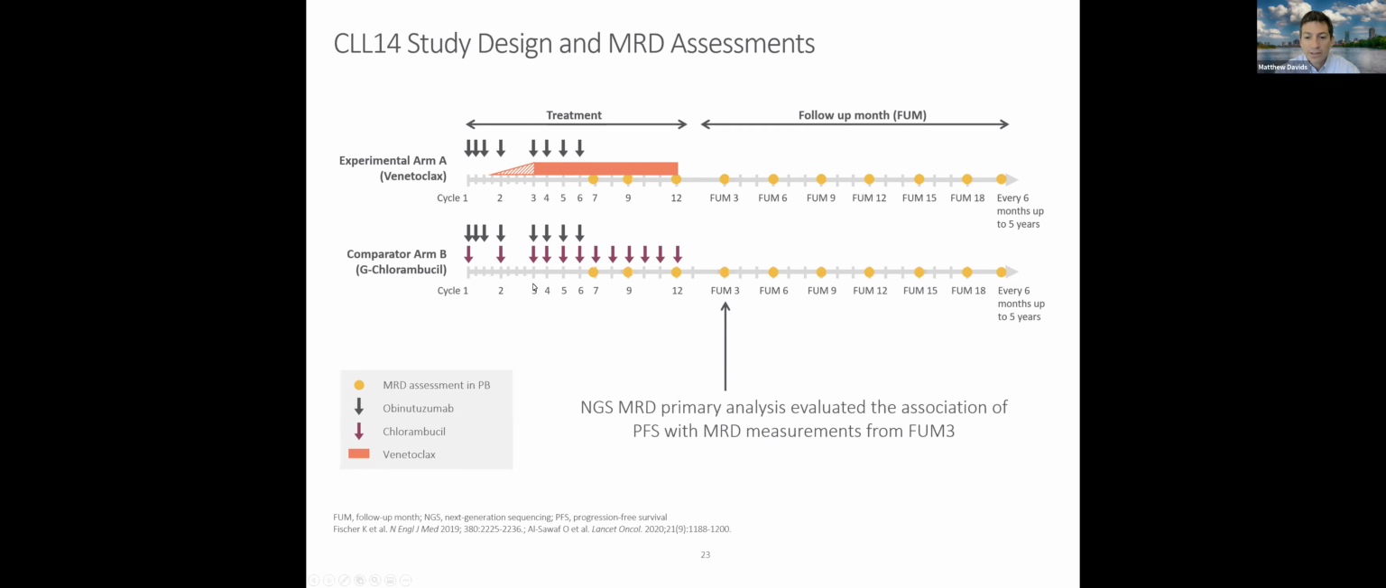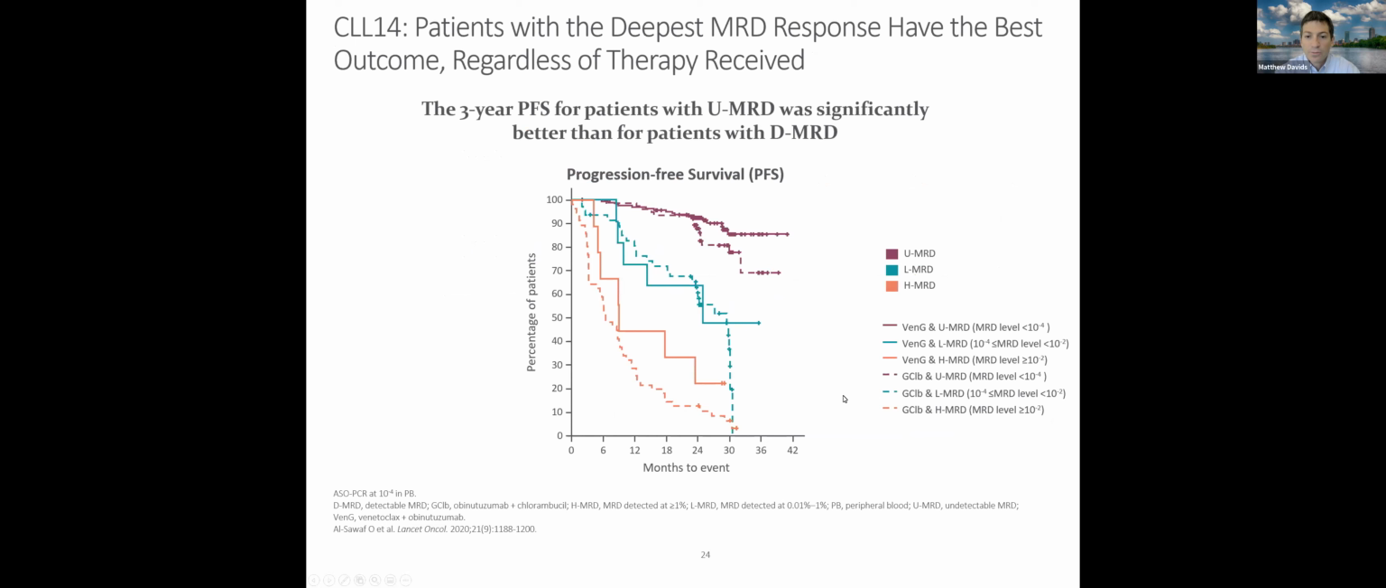And the point here in this study is that there's a lot of these yellow circles, which represent MRD assessments in the blood that were done about every 3 months in patients in both arms of this study. And so one thing that came out from here, again, looking at progression-free survival over time, and I'll encourage you here to focus more on the solid lines, those are the Venetoclax treated patients, is that, again, the depth of the MRD attainment was correlated with better progression-free survival.